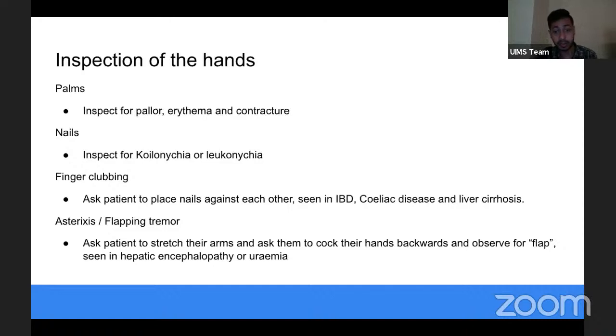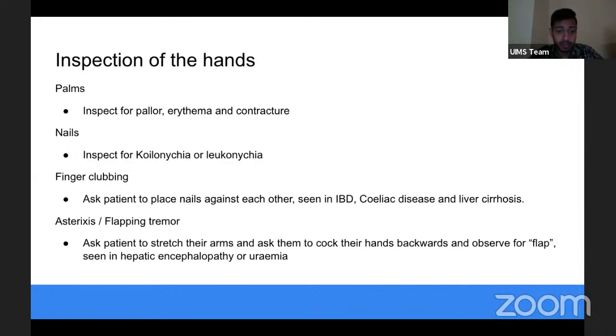Now, for the nails, so we're inspecting them for any koilonychia. So koilonychia is when the nail is spoon-shaped, so it's very round. And this is once again associated with iron deficiency anemia, for example, malabsorption in Crohn's disease, whereas leukonychia is whitening of the nail bed, which is associated with low protein, usually seen in end-stage liver disease, and also protein-losing enteropathy.